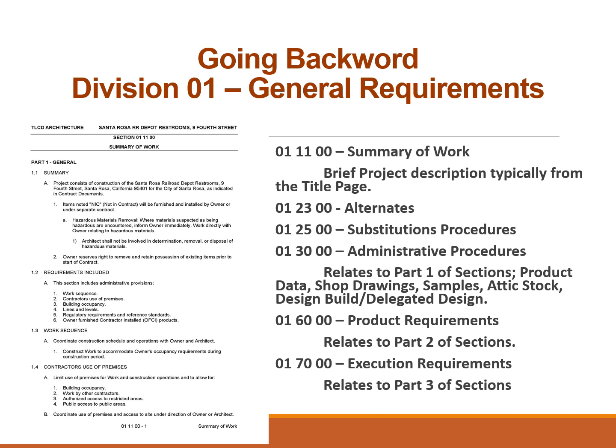So 013000 Administrative Procedures relates directly to Part 1 General Requirements. 016000 and the subsections under that relate to the product requirements, and 017000 Execution Requirements relate directly to the sections under that. So that's going back to Division 1.